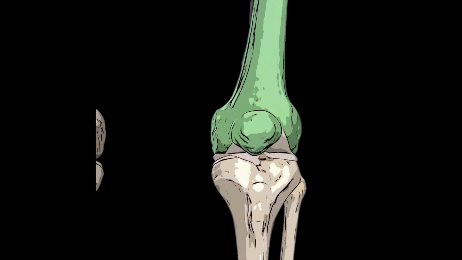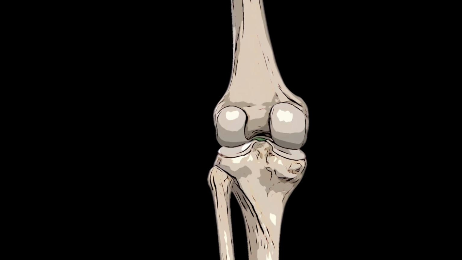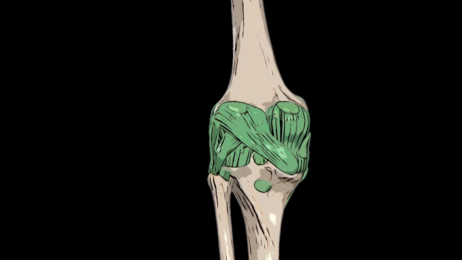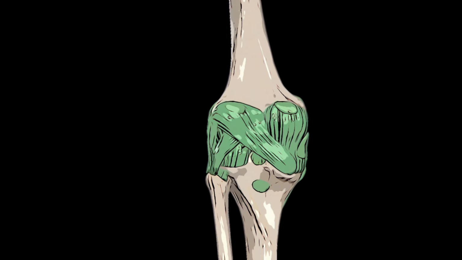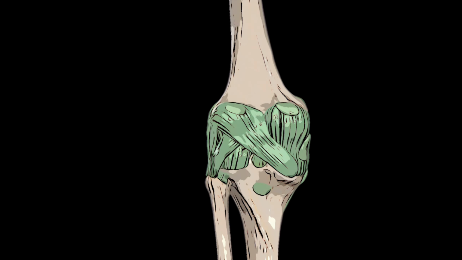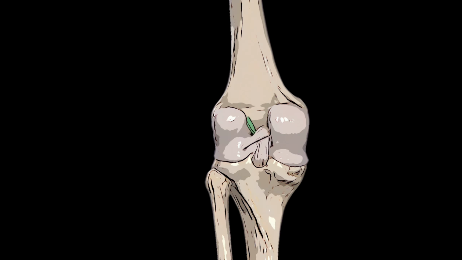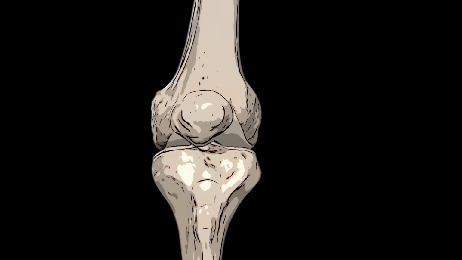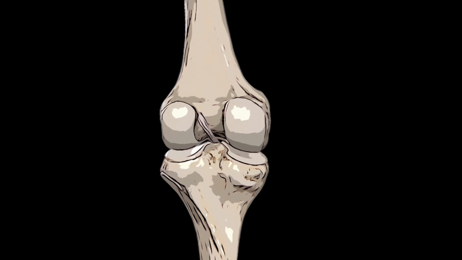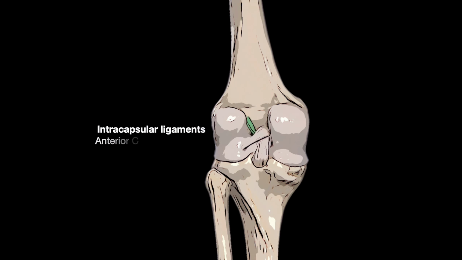Static stability at the knee is provided by a network of extracapsular and intracapsular ligaments, some of which are implicated in many injuries commonly diagnosed and managed by the sports medicine practitioner. The intracapsular ligaments include the anterior cruciate ligament, or ACL, which extends from the anterior intercondylar area of the tibia to the posterior part of the medial surface of the lateral condyle of the femur. The ACL prevents forward movement of the tibia in relation to the femur and controls rotational movement of the knee, which is essential for pivoting movements.